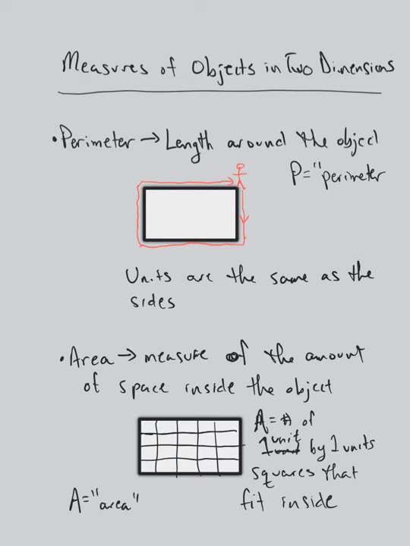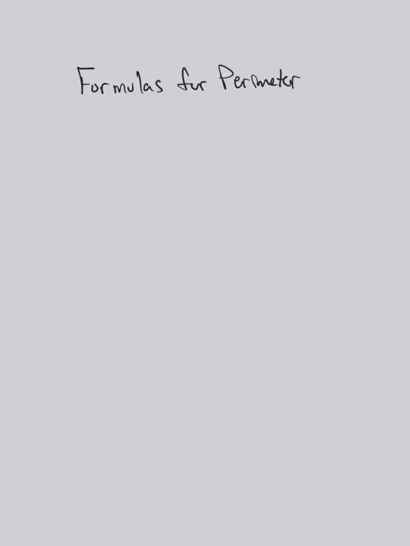Because we're talking about squares inside, the units for area are what are called square units. If my sides are measured in feet, then if I compute the area, the units will be square feet. Some people will abbreviate that as feet squared, which I'll show you in a minute once we start doing some calculations.